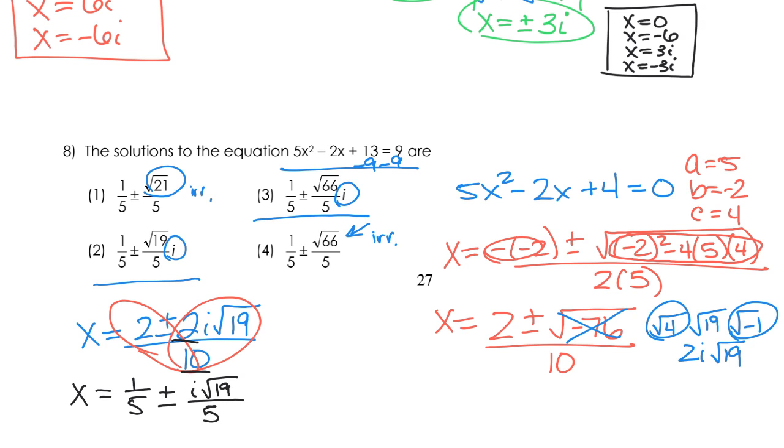We just have to match it to one of the following, and we're going to get rid of choice 1 because that has a square root of 21. We're going to get rid of choice 4 because that has a square root of 66. We're going to get rid of choice 3 because that also has a square root of 66. And then we're going to make sure our answer matches choice 2. And there's my 1/5, plus or minus. They write the i in the back behind the square root of 19 over 5, which is the same thing as the i in front of the square root of 19 over 5. And so we're going to pick choice 2.